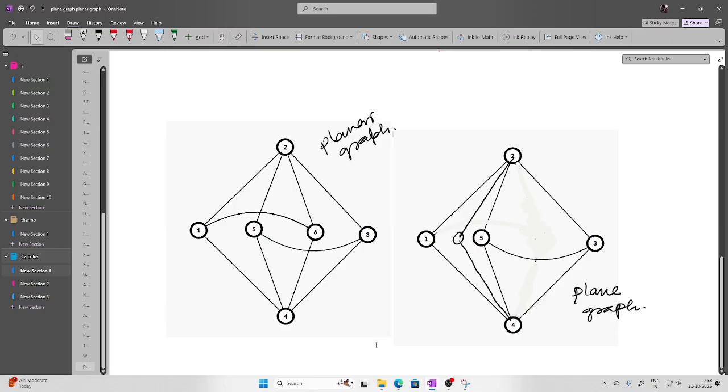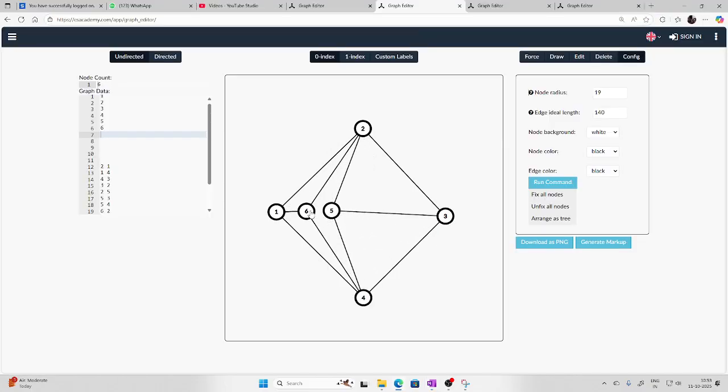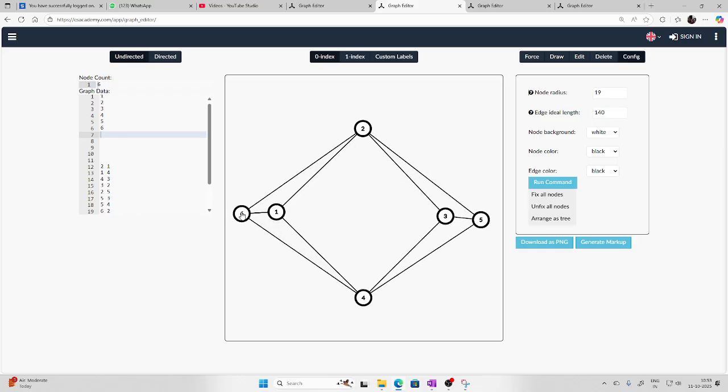Similarly, you can do it here. If you bring this here, it becomes a plane graph, or you can do it here, or you can bring these edges and vertices outside. It is up to you. The only target is to manage the edges, or manage the vertices, in such a way that no edge intersects, and if that happens, that becomes a plane graph.